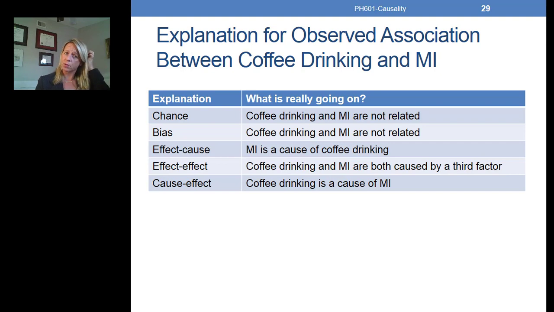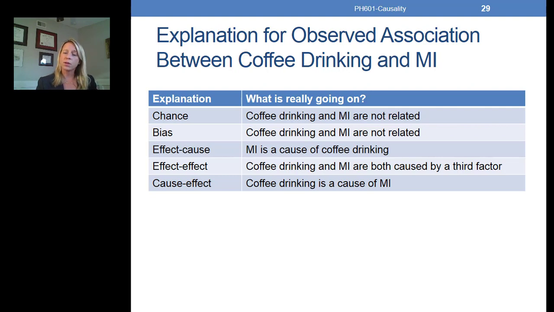So here's an example of those different types of explanations for association using an observed association between coffee drinking and myocardial infarction, or MI. The most common explanation for that association is probably because it was a measurement that just showed an association and it was due to chance. That really coffee drinking and MI are not related, but we measured something and we found this positive association, but it's just by chance alone. Then the next most common explanation is that our data or our study had some bias in it that led us to conclude that there's this association, but there really isn't.